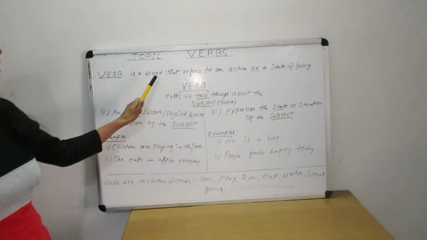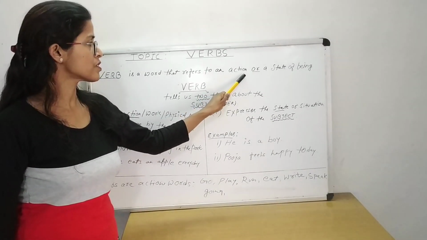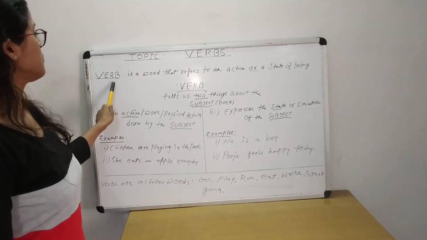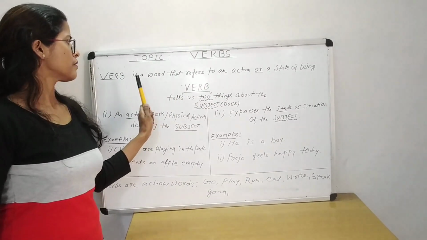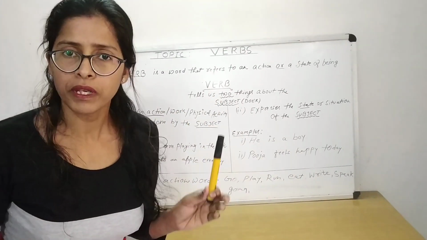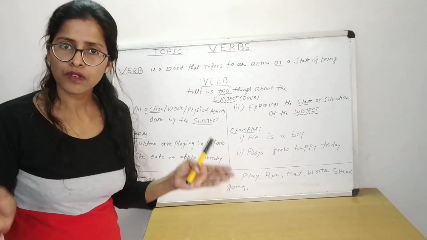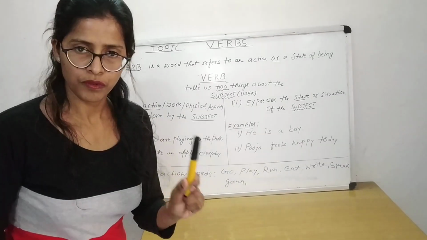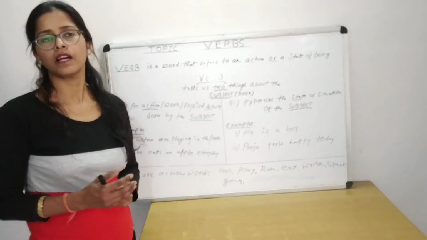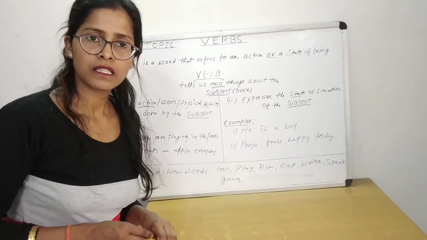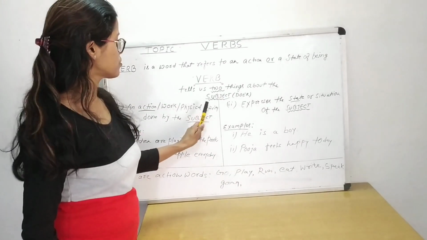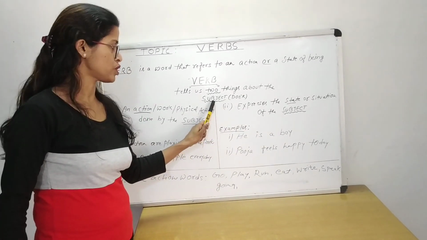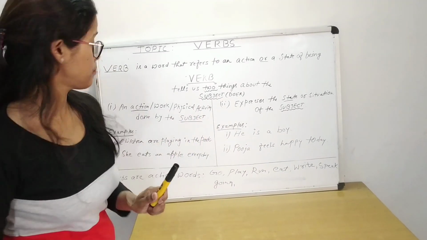A verb is a word that refers to an action or a state of being, right? So a verb is a word that always refers to an action or state of being or the situation of a subject, fine? So when you are talking about verbs, you always keep in mind that a verb always tells two things about the subject. And who is the subject? The doer is called the subject of a sentence. Remember this in mind.